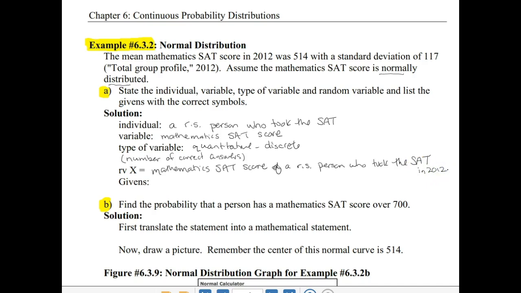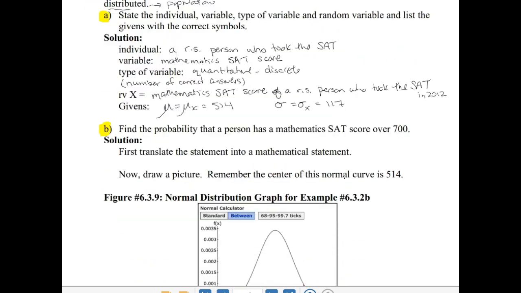based on. And then our givens, again, when we're talking about a distribution, distributions are for populations. And so we're looking at our symbols here, mu, or mu sub x, was given to be 514, and sigma, or sigma sub x, was given to be 117. Okay, so although we have a quantitative discrete random variable here, we're going to find out that for a lot of just quantitative random variables that we do use continuous distributions as close approximations for those probabilities.